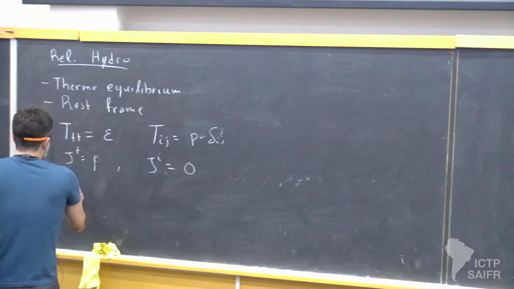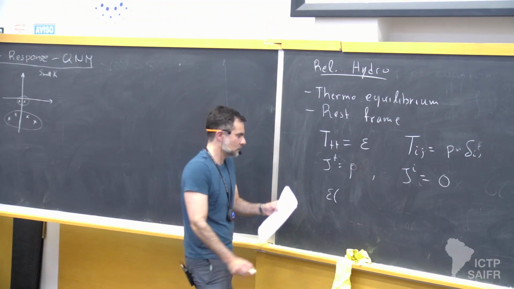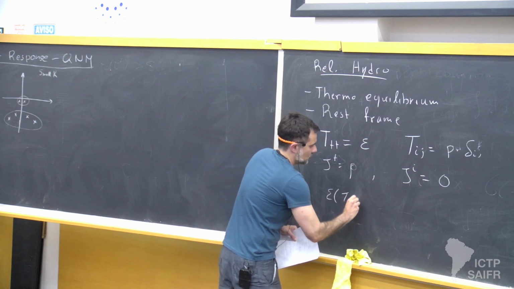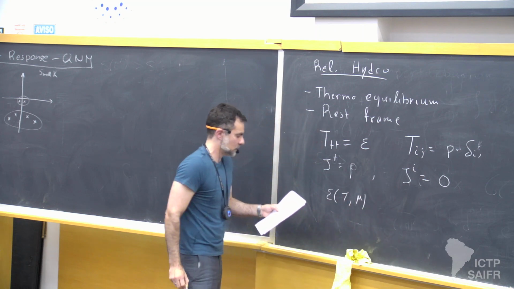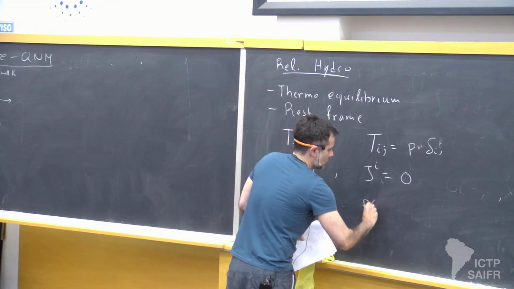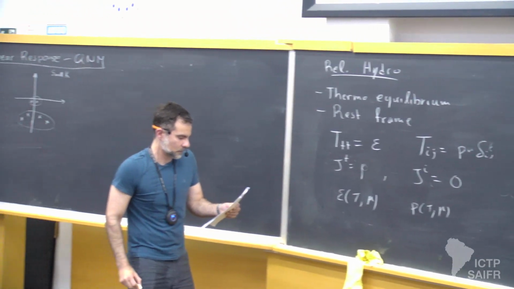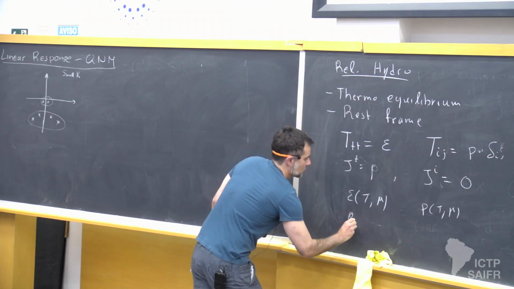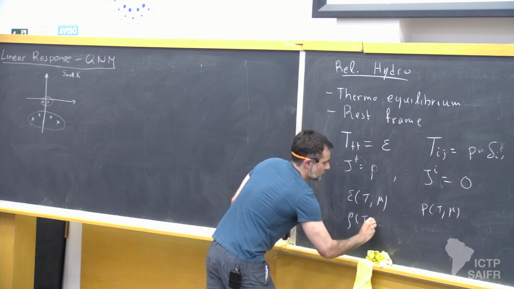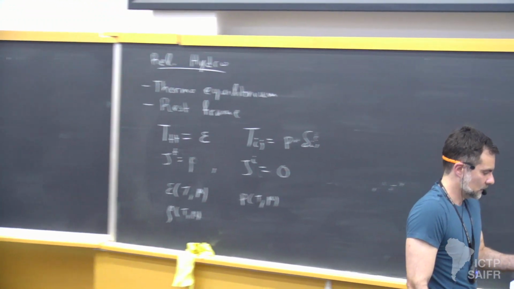Now I'm working in an ensemble, in the grand canonical ensemble, so the energy is to be thought of as a function of temperature and chemical potential. The pressure is again a function of temperature and chemical potential, and the same thing for the charge density. Right, so this is just thermodynamic equilibrium.